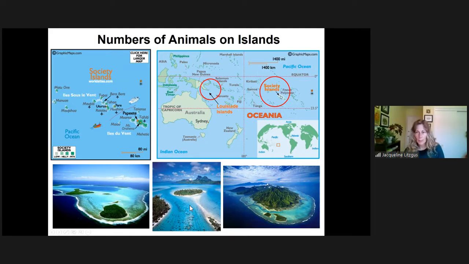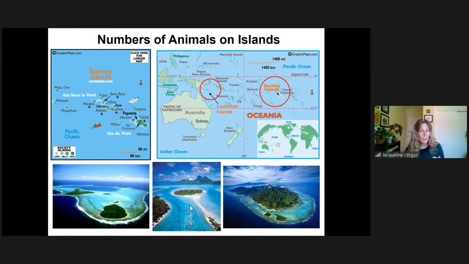But if you look at where the Society Islands are with respect to where the Louisade Islands are, there's something else that's very obvious. These Society Islands are way further away than these mainland sources here, Papua New Guinea and even Australia, right? The Louisade Islands are much closer. So even though their area is smaller, they are closer to the mainland, so more species can get there from that mainland, right? So that could explain it. So distance is going to matter too.